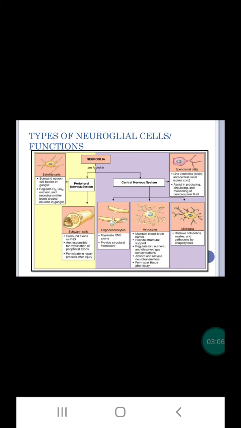Then astrocytes maintain blood-brain barrier and provide structural support. They regulate ion, nutrient and dissolved gas concentration. They absorb and recycle neurotransmitters, and they even form scar tissue after injury. Last is microglia. They remove cell debris, waste materials and pathogens by the process of phagocytosis. So these are the functions of neuroglial cells.